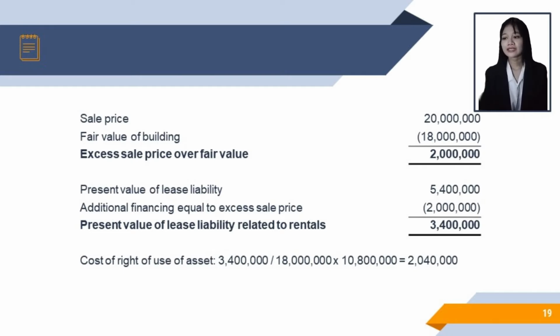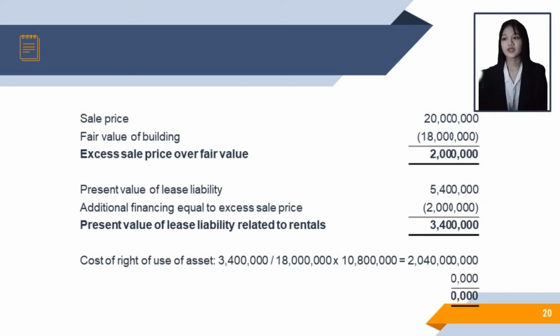Next is yung ating cost of right of use asset naman. So this is computed as present value ng lease liability natin divided by the fair value of building, then multiply it to the carrying amount of the asset. Kaya 3.4 million divided by 18 million multiplied by 10.8 million to get 2,040,000 pesos.